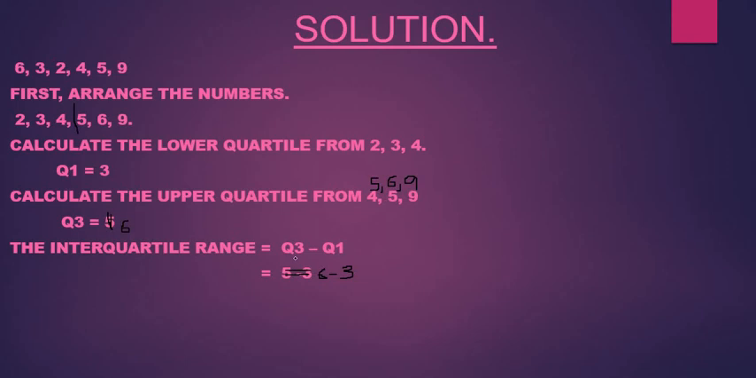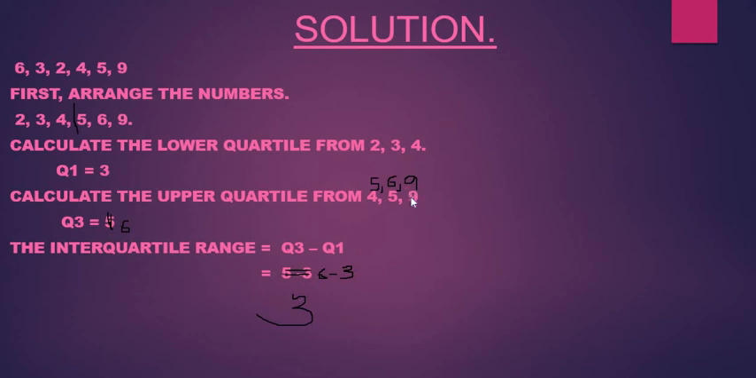So our interquartile range will give us the 6, which is the upper quartile, minus the lower quartile, which is 3, and the result is 3. The result is 3. Therefore, our interquartile range is 3.